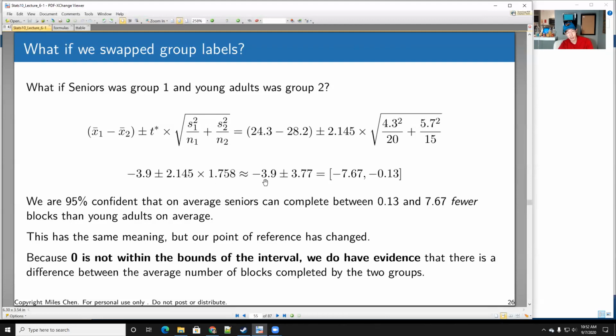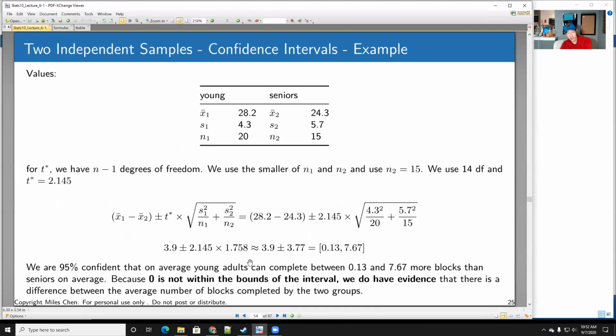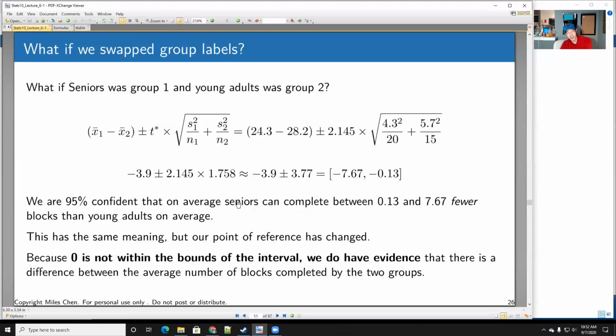So I get negative 3.9 plus or minus 3.77, and my confidence interval ends up going from negative 7.67 to negative 0.13. And so the conclusion here, now that they're negatives, would be that I'm 95% confident that on average seniors complete between 0.13 and 7.67 fewer blocks than young adults on average. So the conclusion on the previous page was I'm confident that young adults complete between 0.13 and 7.67 more than seniors. And here I'm confident that seniors complete between 0.13 and 7.67 less than the young adults.